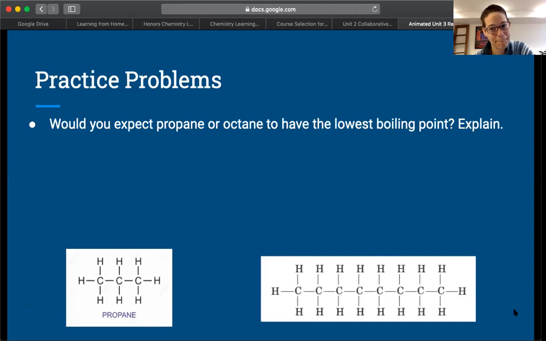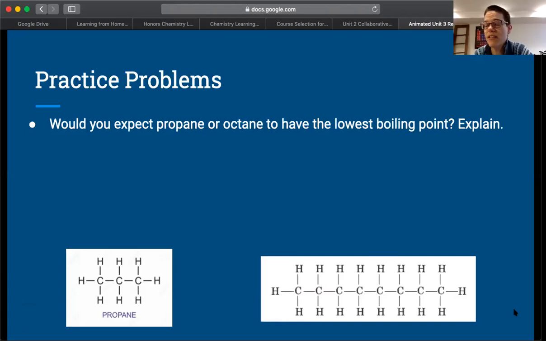Propane. So boiling point is when you go from what to what? The boiling point is when you go from liquid to gas. If you have a low boiling point, that means you have weaker forces. So the thing on the left would have a lower boiling point.